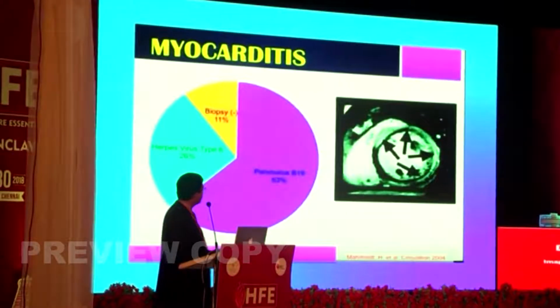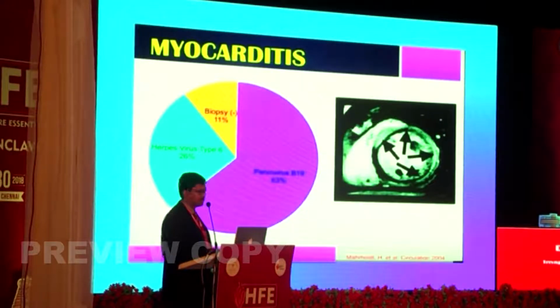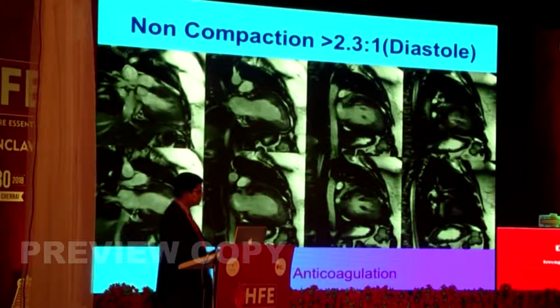And myocarditis is very important because most of it is because of just two viruses, the herpes virus and the parvovirus. But in a good number of patients, you get a biopsy negative. So cardiac MRI is basically a virtual biopsy, and by doing a cardiac MRI, you can make the diagnosis and put this patient on immunosuppressants.